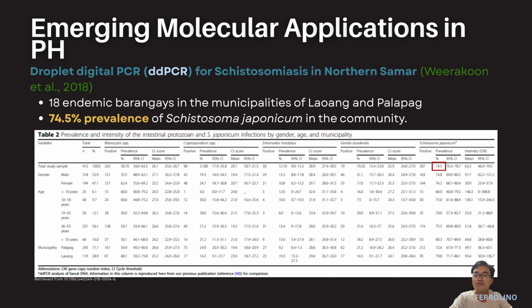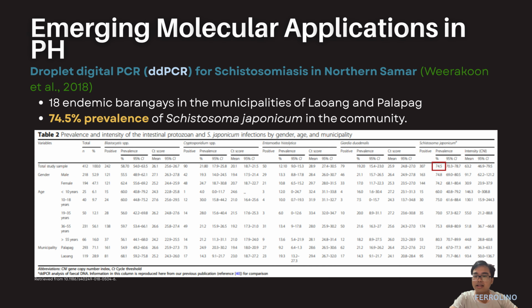Across a sample size of 412 participants, the ddPCR analysis revealed a 74.5% prevalence rate for S. japonicum. This is categorized as hyperendemic. If we examine Table 2, we see a critical breakdown by gender and age. Notably, infection intensity measured by the copy number index, or CNI, was highest in males, having a mean CNI of 91.7 compared to females having a mean CNI of 30.9. This is likely due to the increased occupational exposure in water-heavy agricultural work.